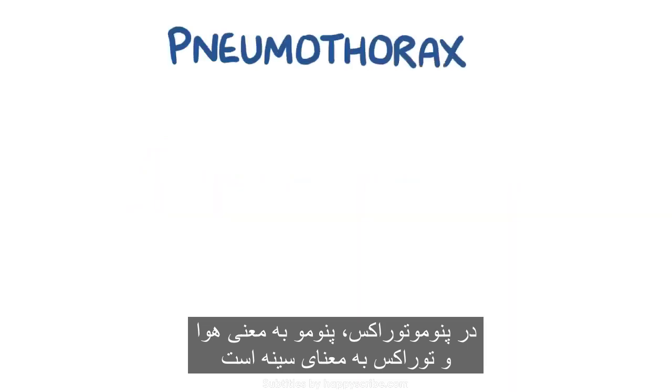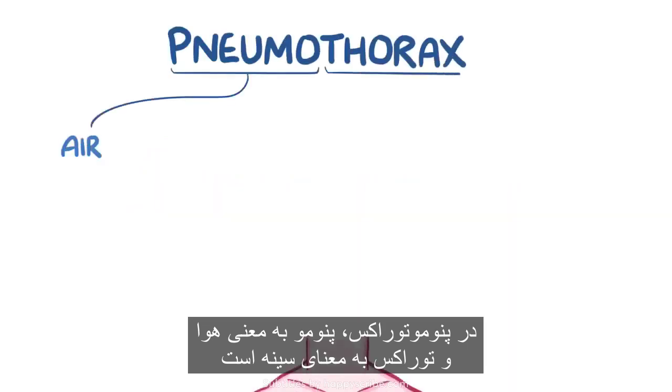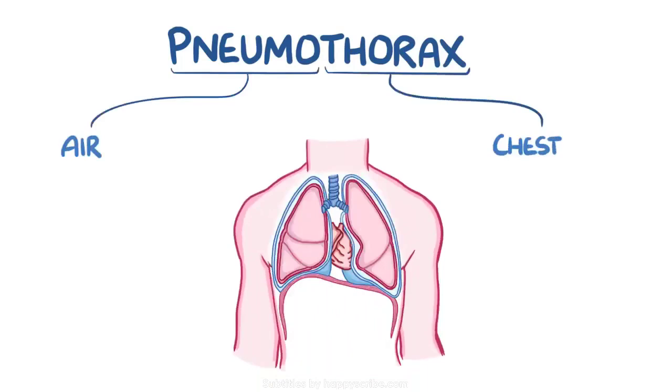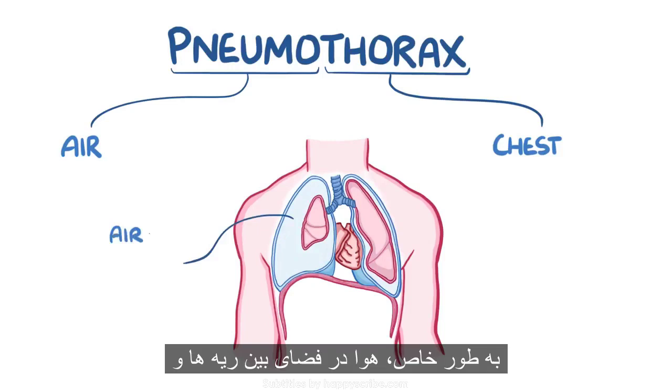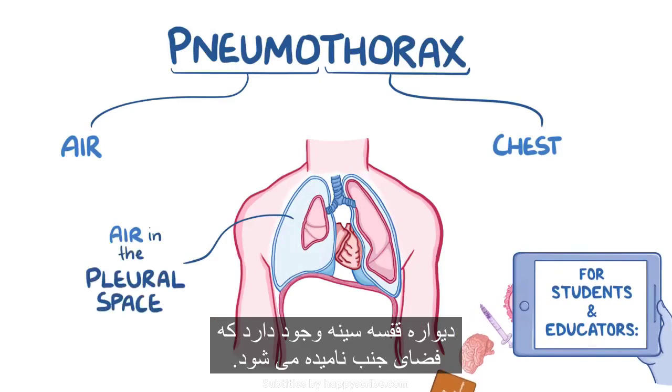With pneumothorax, pneumo refers to air and thorax means chest. So a pneumothorax is when there's air in the chest. More specifically, air in the space between the lungs and the chest wall, called the pleural space.